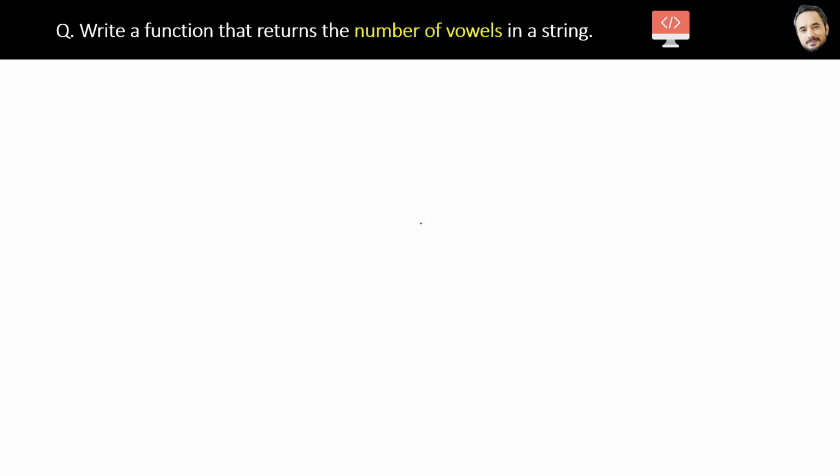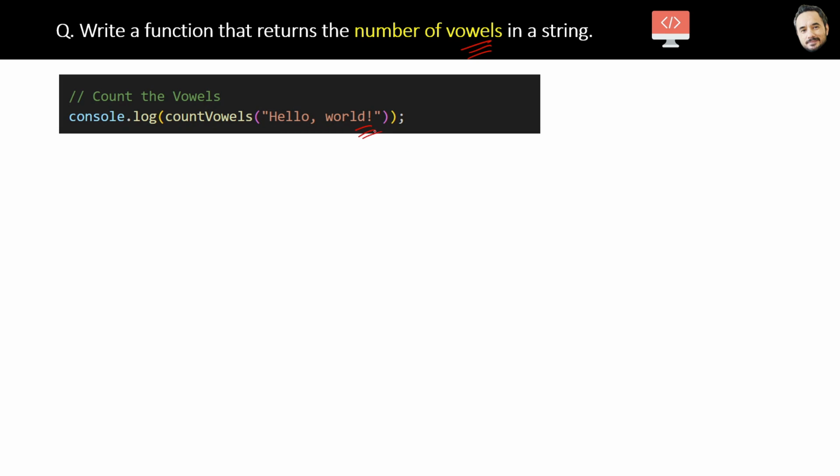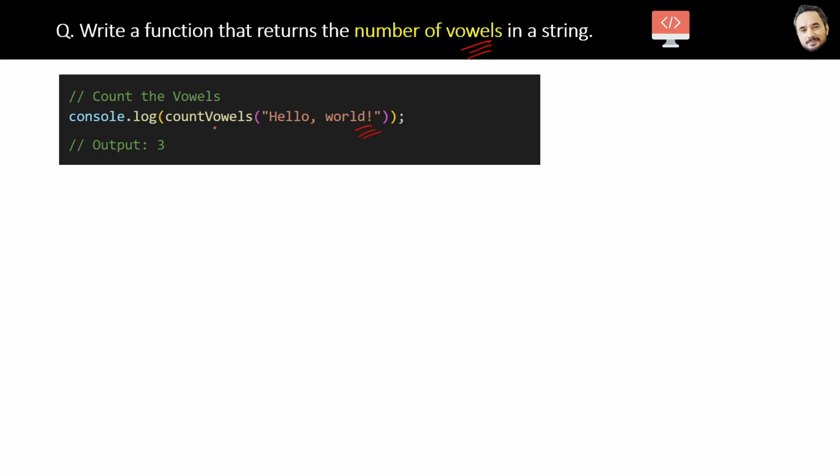Write a function that returns the number of vowels in a string. So you know vowels, right? For example, this is a string, hello world, and we have to write this method, count vowels, to count the number of vowels in this string. So here in hello world, E, O, O, 3 vowels are there. So the expected output is 3.